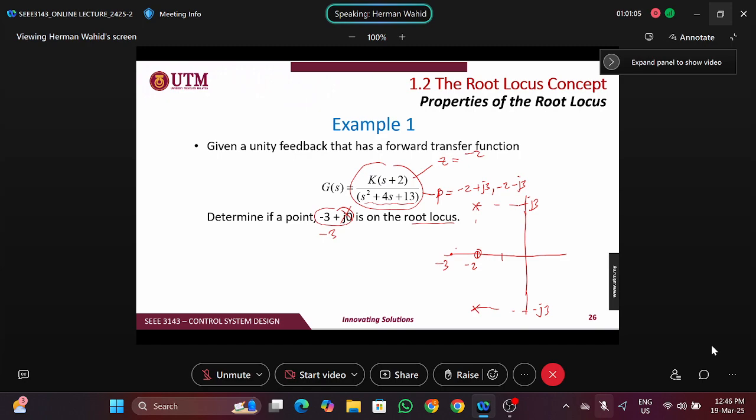So we connect all this to the poles and zero. Okay. So we start noting down the angle. Start with the zero first. So this is theta 1. This is theta 2. And this is theta 3.